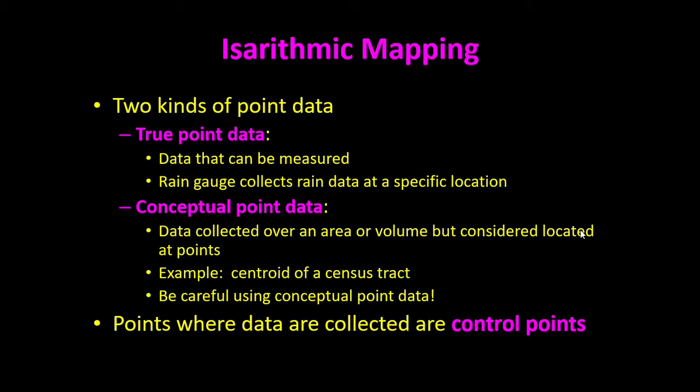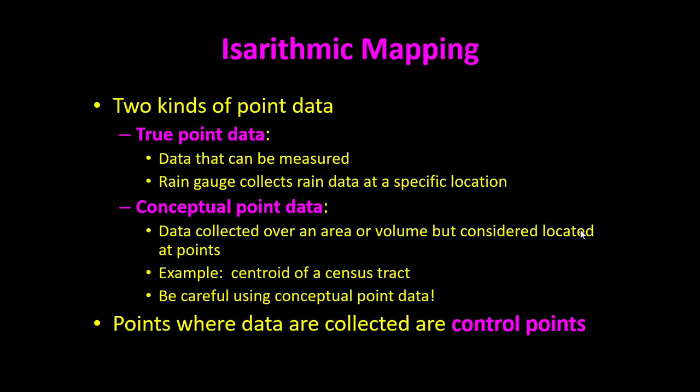And there's another kind, called conceptual point data. That's data that's collected over an area or volume, but considered located at points. So for example, we might use a centroid of a census tract to represent all of the values within that polygon. You might just put a point right in the middle of it and say, okay, that's where we're going to show a particular phenomenon. It's really a polygon in which they use the center of the tract. So this is where you need to be careful and think about it logically, so you're not cheating, let's say.